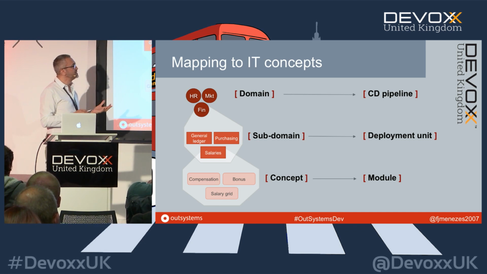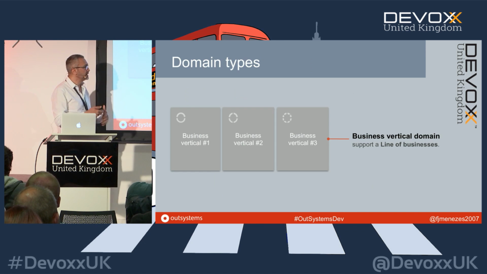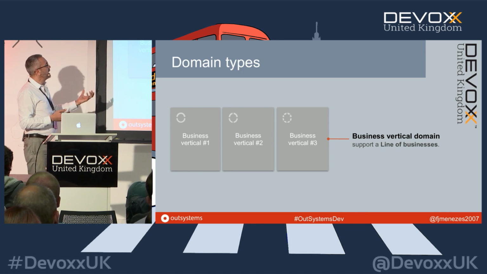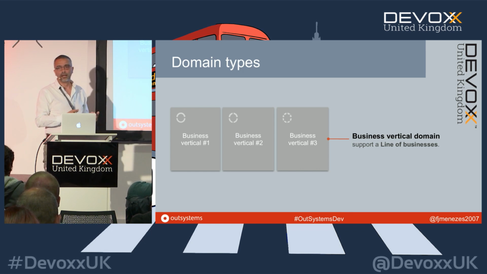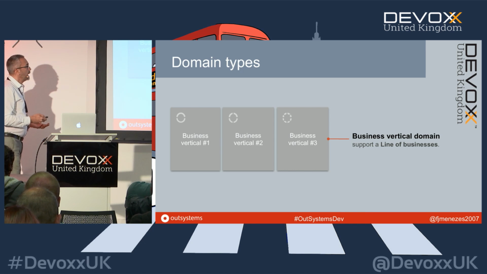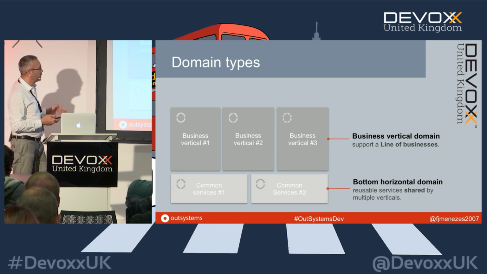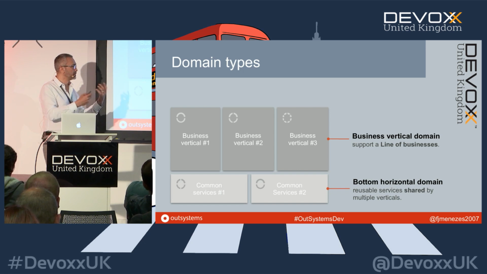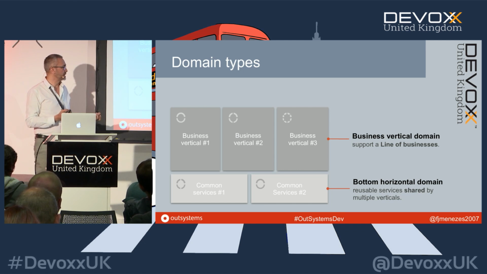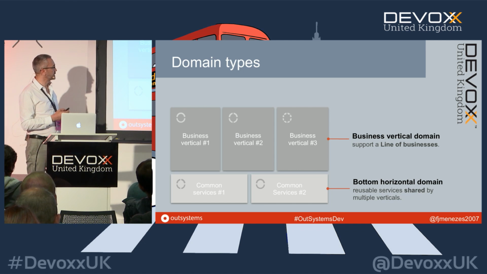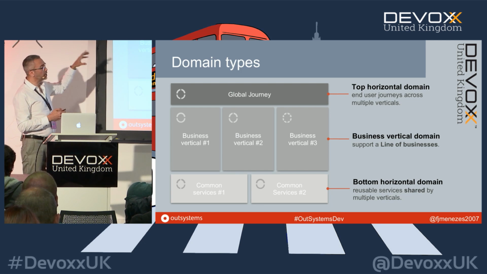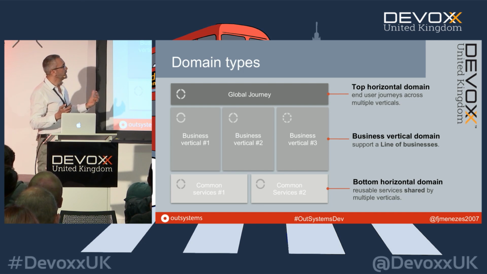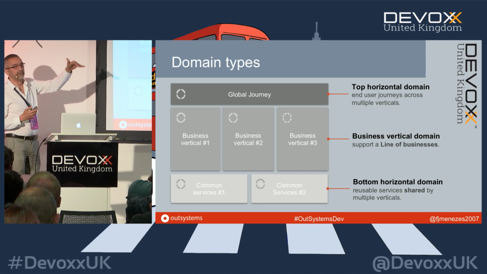Now, what type of domains do you typically set in a software factory or in IT? Well, the main domains are the vertical domains, where each domain supports a line of business. But beneath, you have horizontal domains to provide shared, reusable services across all these verticals. And on top, you might also have domains to support the global journey of your users across multiple verticals.